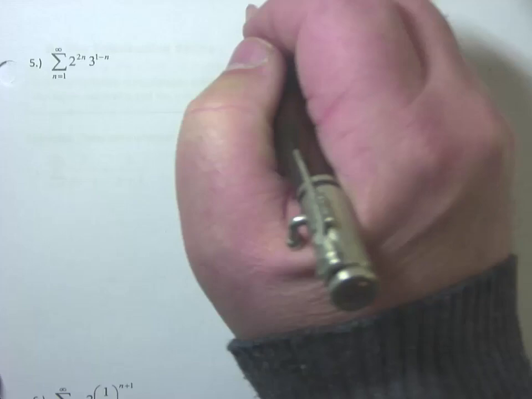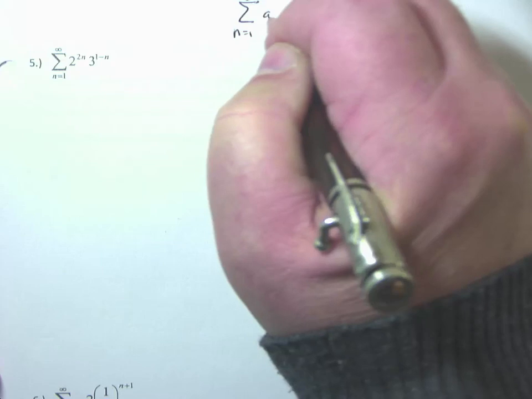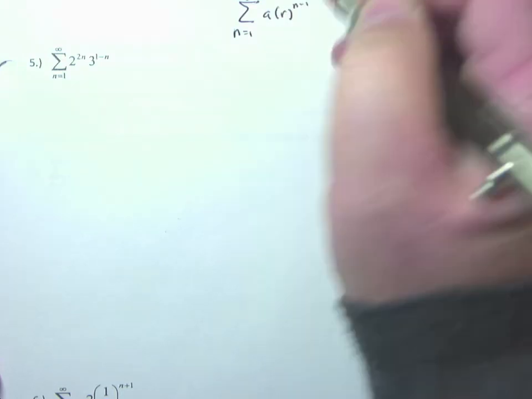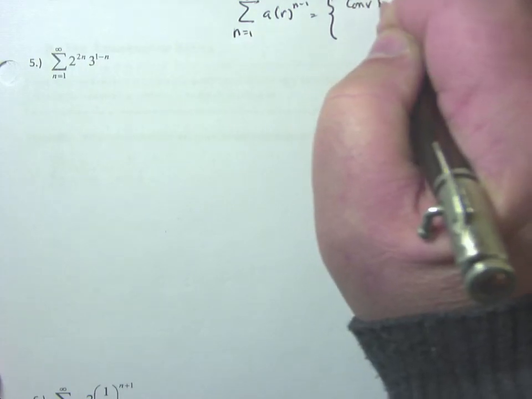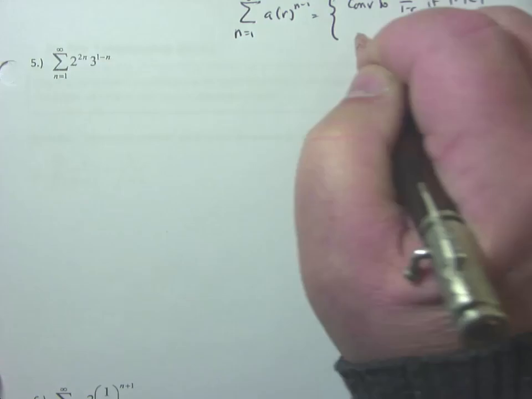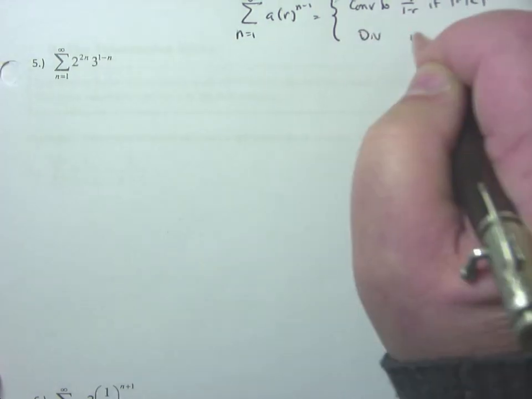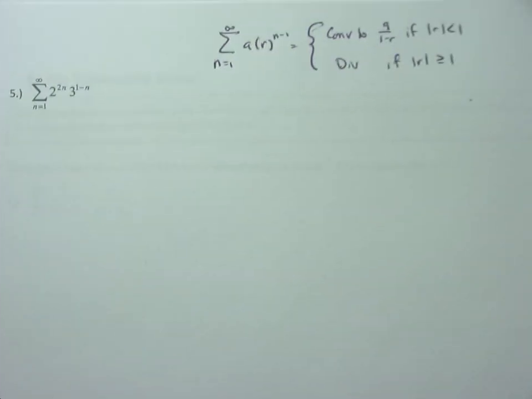Now, remember, on a geometric series, what we're looking for. My target is to make it look like the sum as n goes from 1 to infinity of a times r to the n minus 1. Remember, this converges to a over 1 minus r if the absolute value of r is less than 1, and it diverges if the absolute value of r is greater than or equal to 1. So that's my formula. I have it memorized.